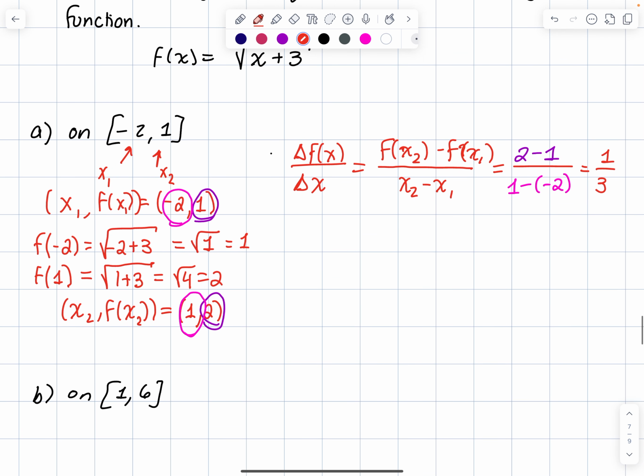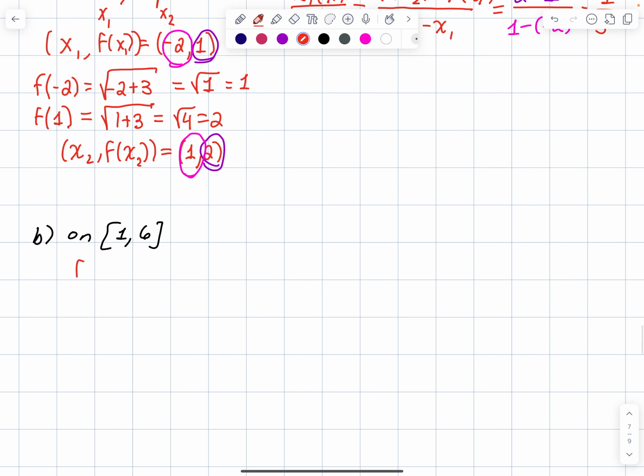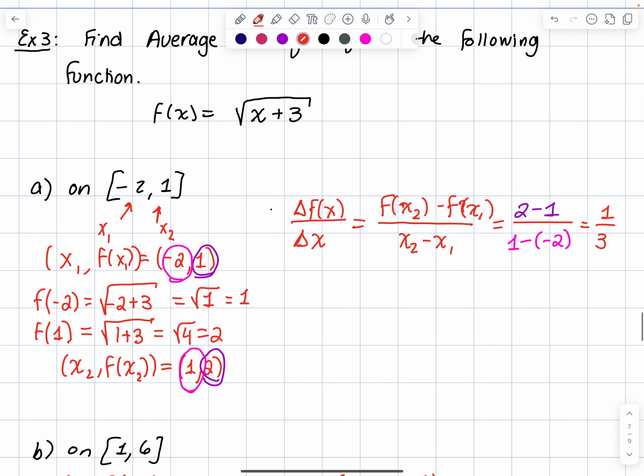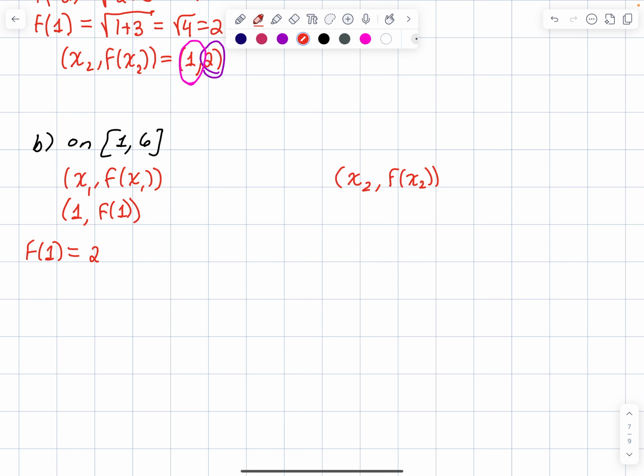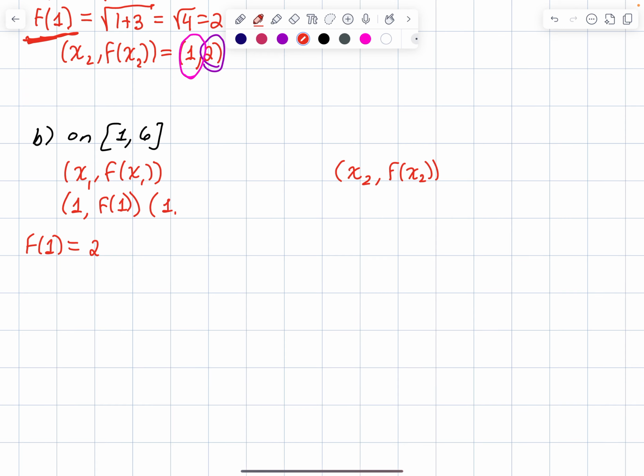All right, so let's calculate the distance in the interval 1 to 6. So we need to do the same thing. So we have our first one, x1 comma f of x1. That's the point we're looking for. And we're looking for x2 comma f of x2. So we know this is 1, and this is going to be f of 1. We already calculated that earlier from here, and that's going to be 2. This is the f of 1. So my pair is 1 comma 2.